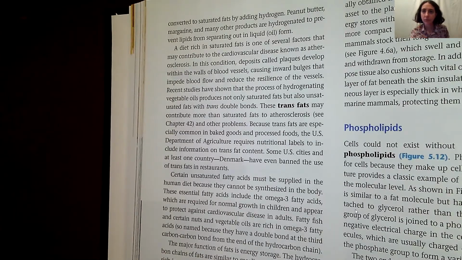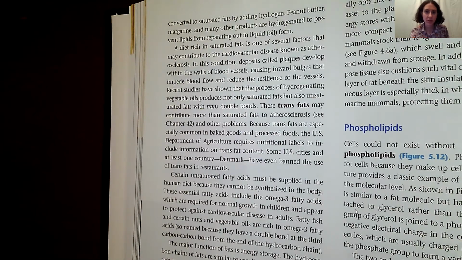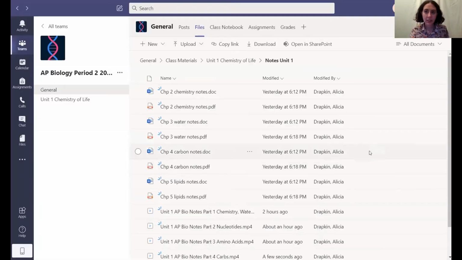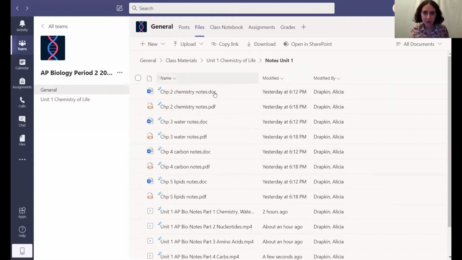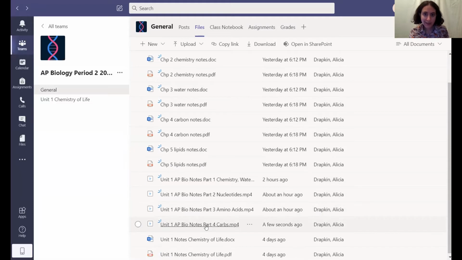Awesome. So let me show you some videos. Actually, let me show you some resources on Teams that might be useful for you about lipids. Honestly, this is not an area of chemistry that I've done a huge amount of studying. Okay, so, yep, there's lipids notes right here.